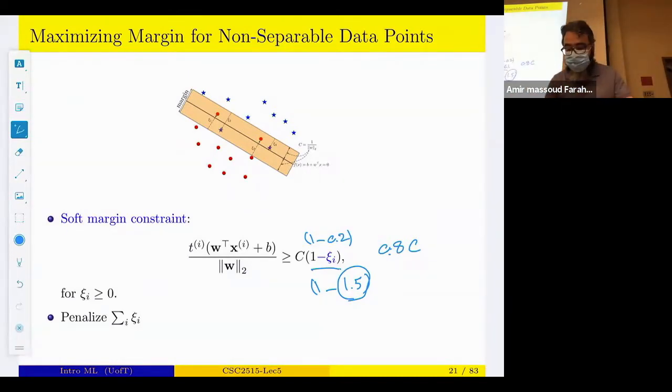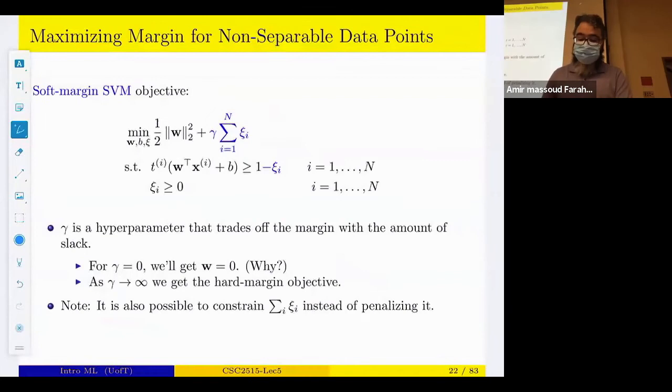This is called the soft margin constraint. Instead of having a hard margin, we make it soft. We allow some changes from that precise hard threshold. But then we penalize the sum of our slack variables. So we say that the sum of the slack variables should not be very large. How do we do it? We just add the sum of them to the objective.